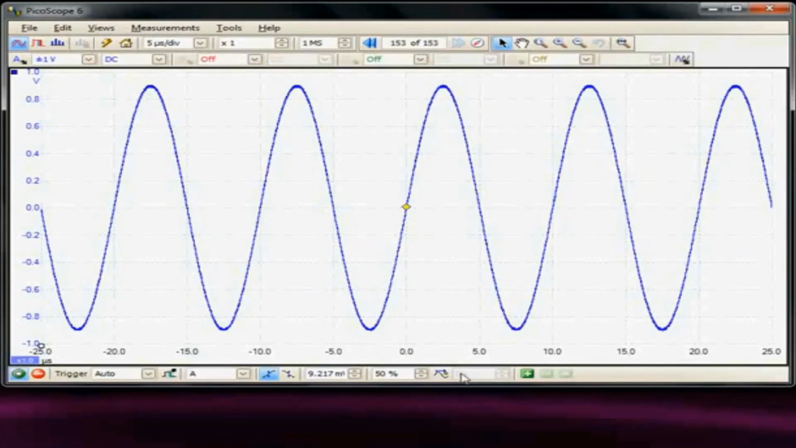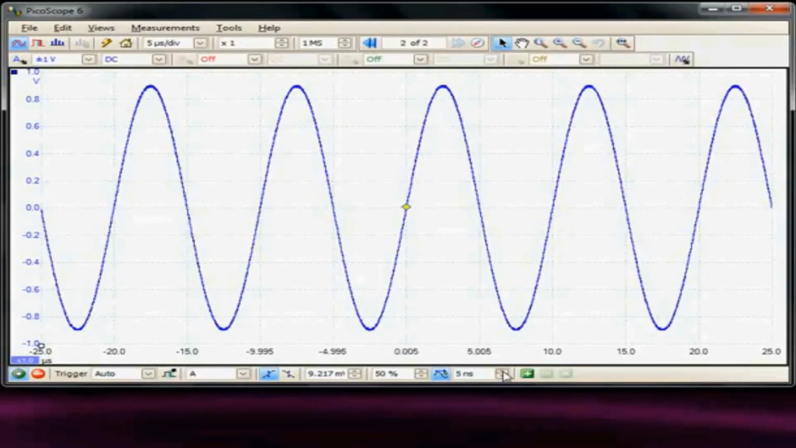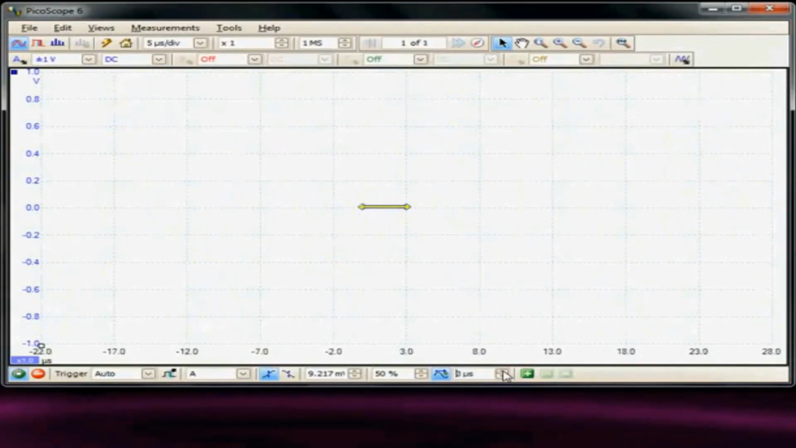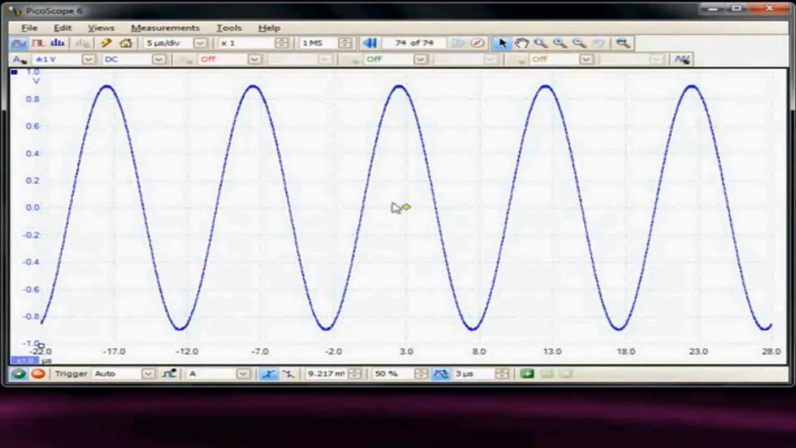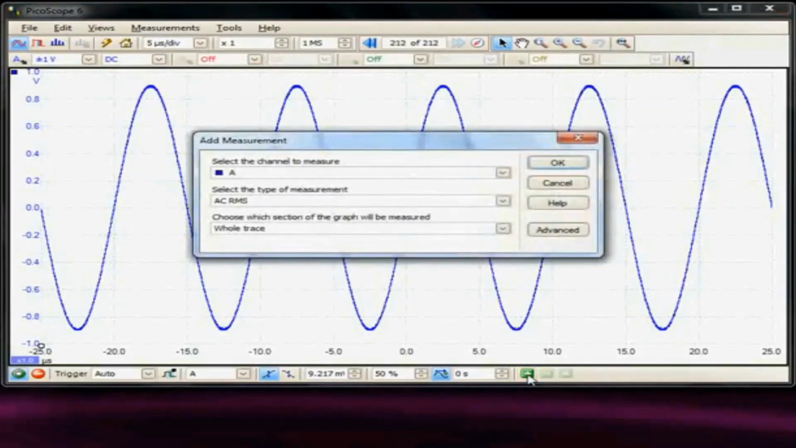The next icon is the position of the data relative to the trigger point. So we can select that, and then we can dial in a delay time, and here we see now we've got a delay time of 3 microseconds, so the data is being displayed 3 microseconds before the trigger point. Again, I will return this to the default position. The final icon is a shortcut to the measurements menu, so here we can quickly add any desired measurement.